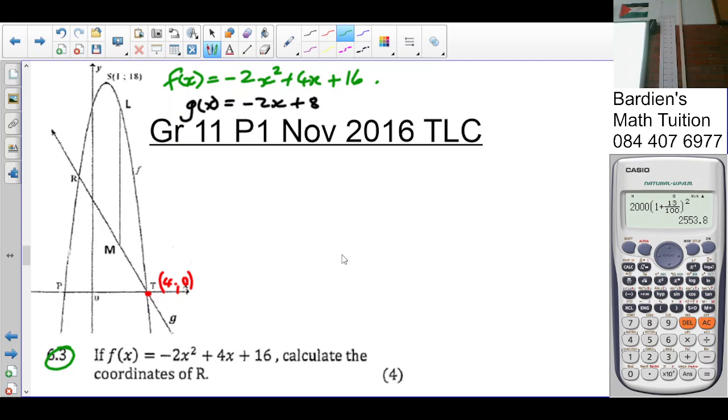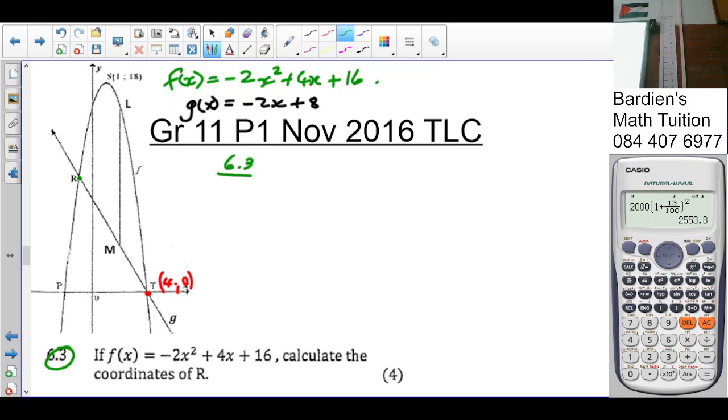Okay? Now, if you got a different equation to equation 6.2, you can't use the equation you have derived, or the equation you came up with. If your equation is different, you must use what is given to you. Okay? So in 6.3, if f of x equals negative 2x squared plus 4x plus 16, calculate the value of r. People, what is r to us?